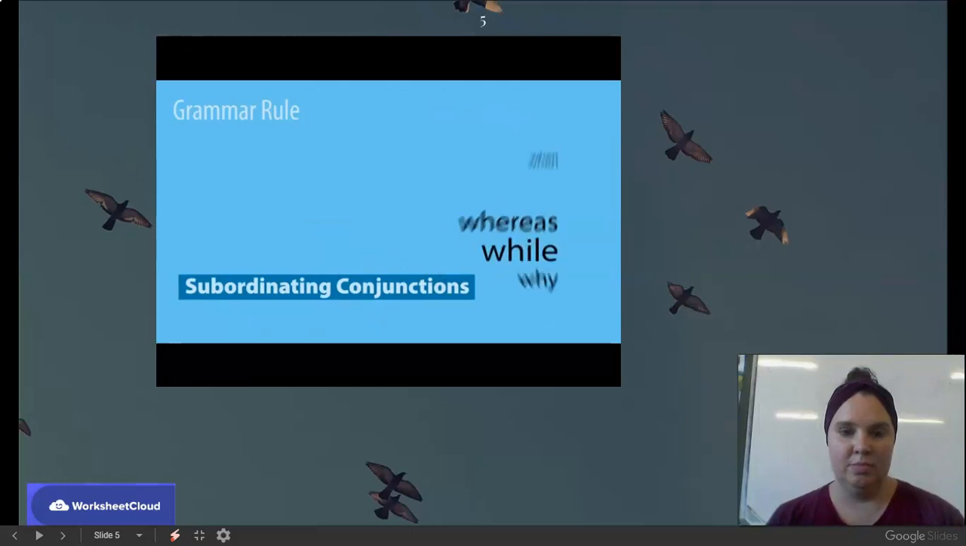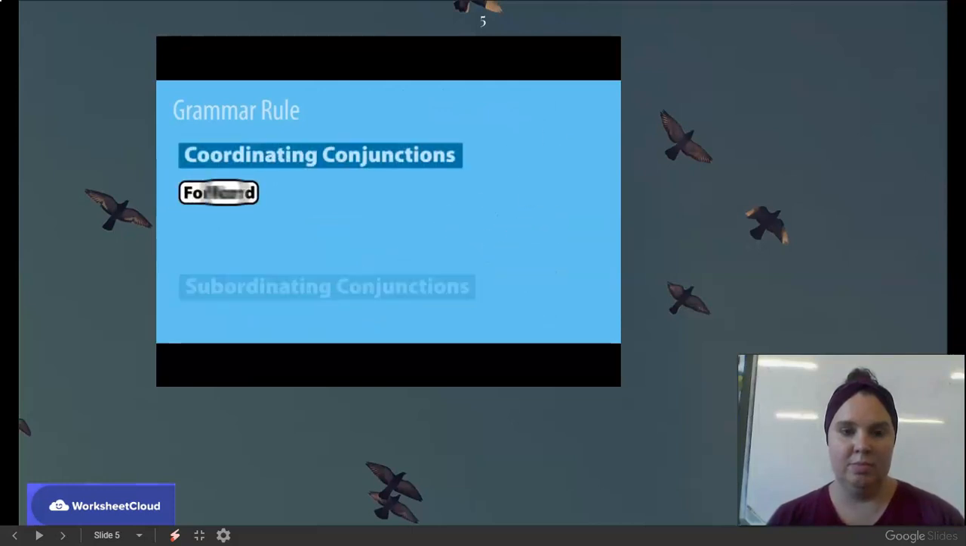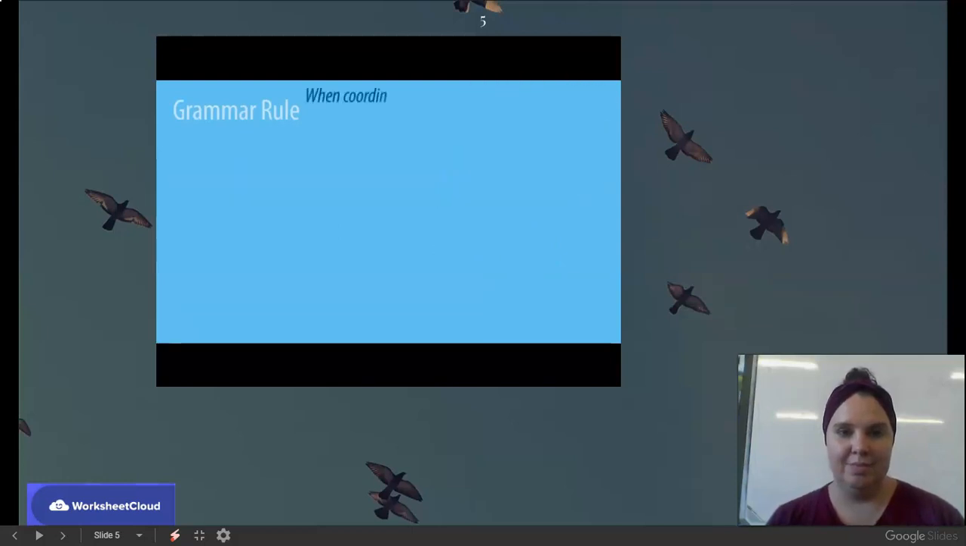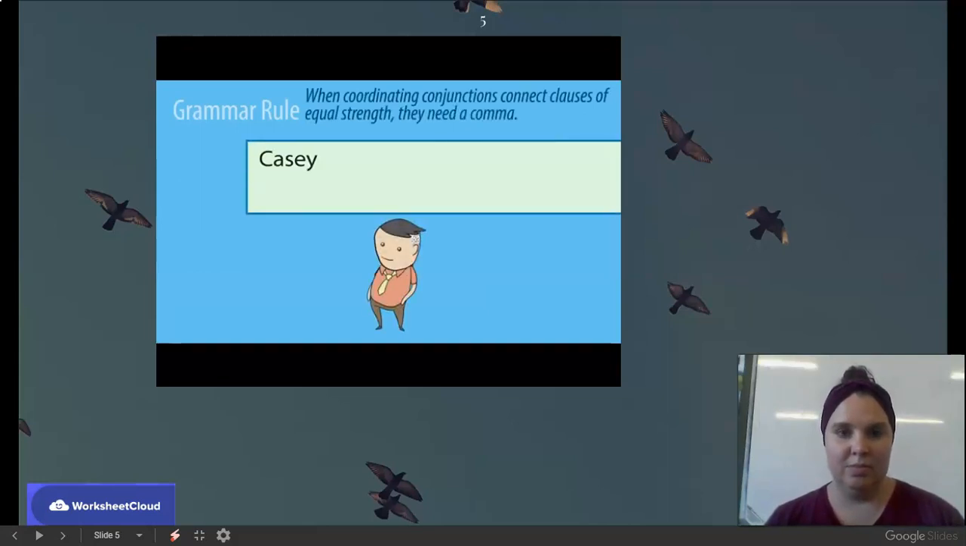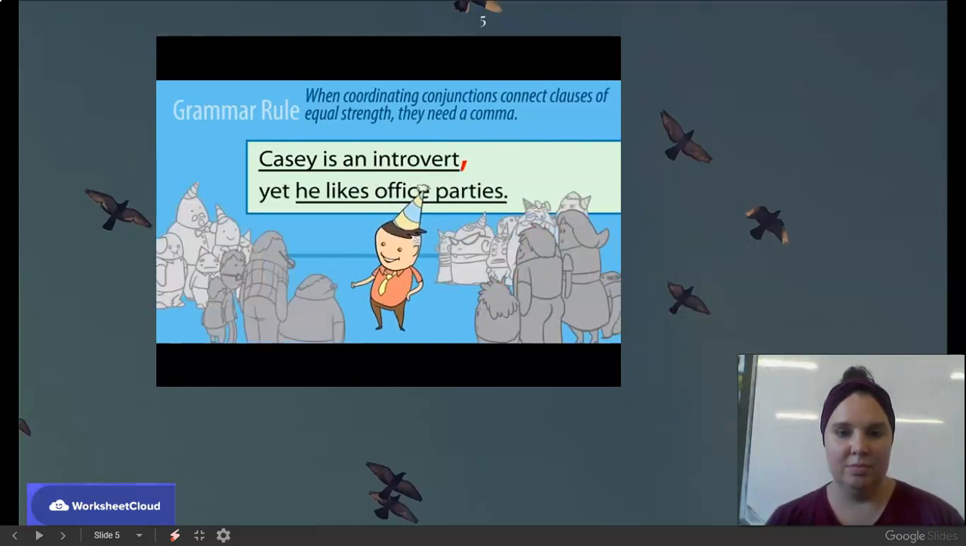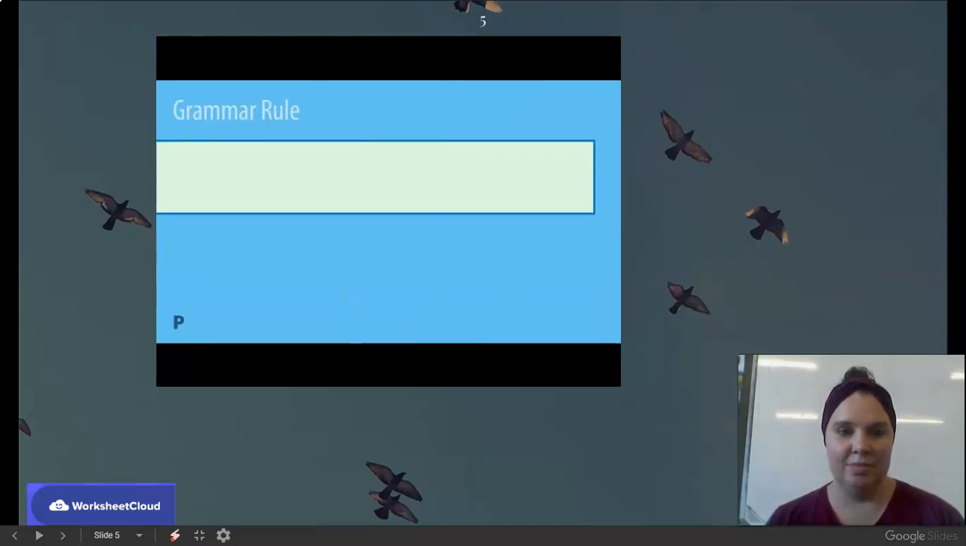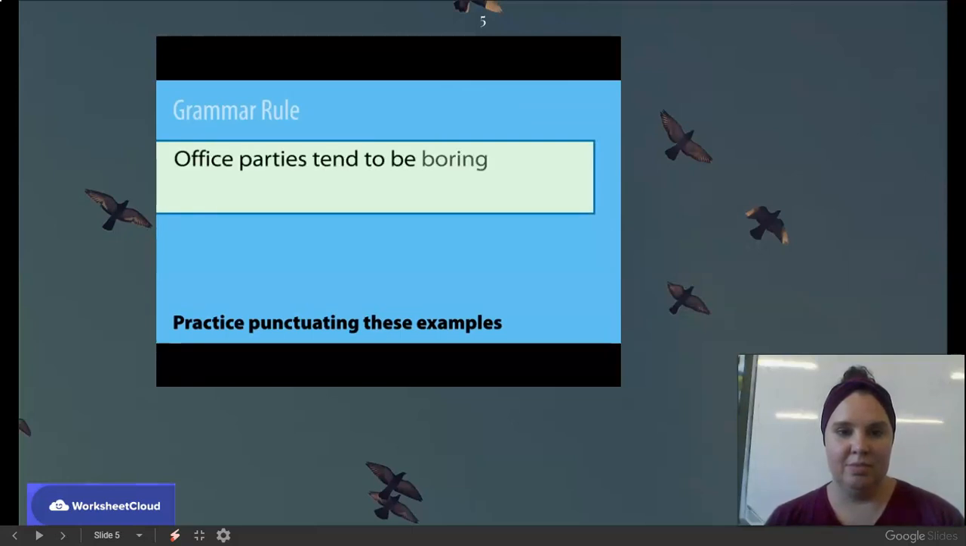Now, there are lots of subordinating conjunctions, but there are only 7 coordinating conjunctions, the fanboys. Remember that coordinating conjunctions connect clauses of equal strength, and when they do, they need a comma. Casey is an introvert, yet he actually likes office parties. Do these fanboys need commas? Practice punctuating these examples. Office parties tend to be boring, awkward, or awesome.